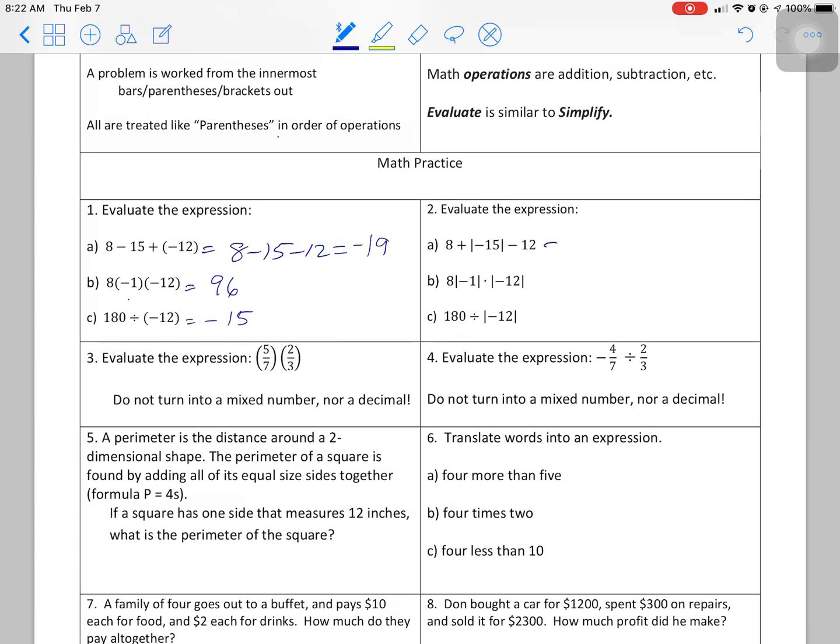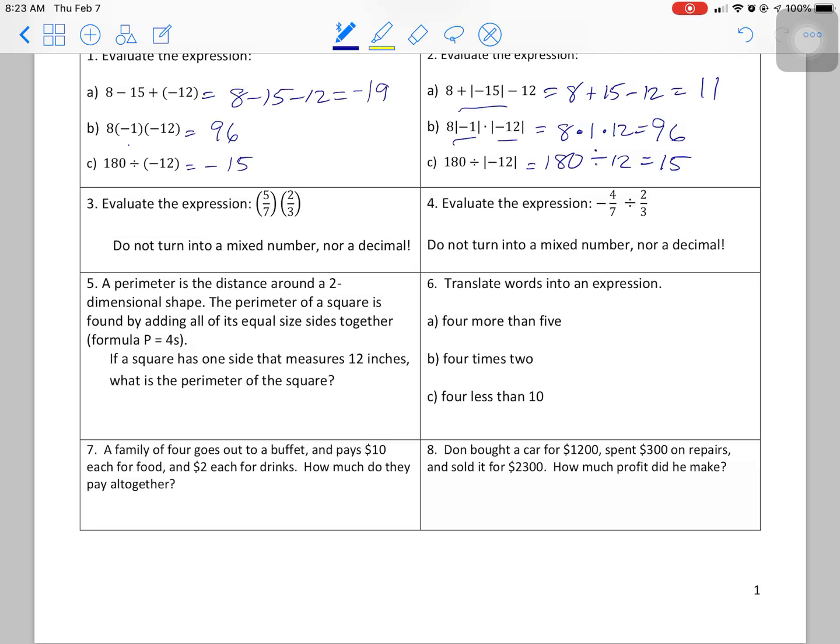Let's see. This would be 8 plus 15 minus 12, because the absolute value of negative 15 is a positive 15. Put that in the calculator, you should get 11. This is 8 times 1 times 12, which is 96, because all absolute values are positive numbers. So 180 divided by 12 is 15.